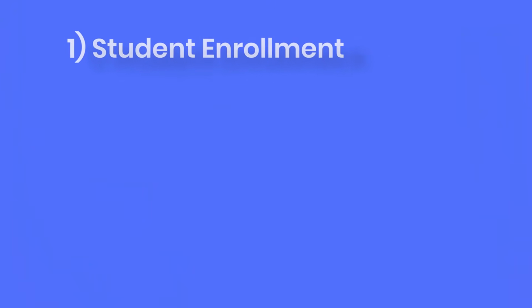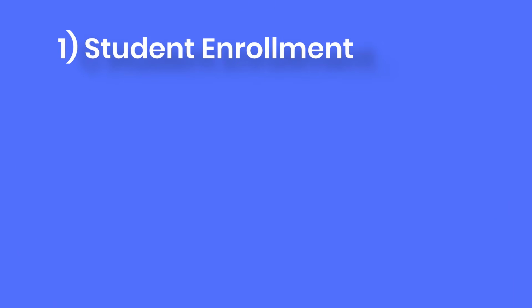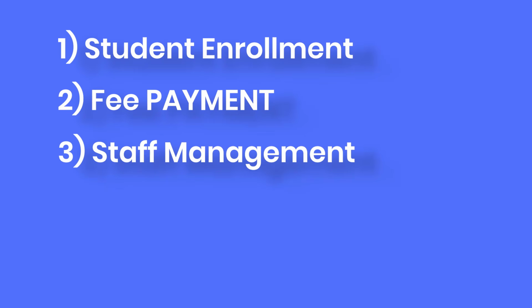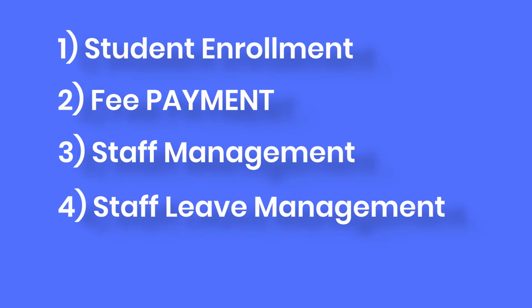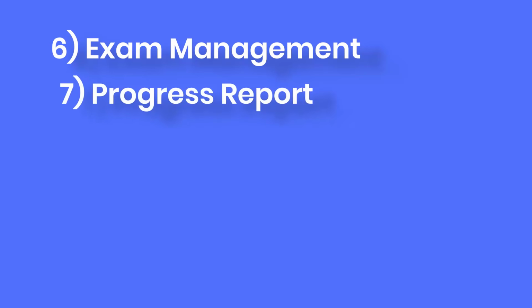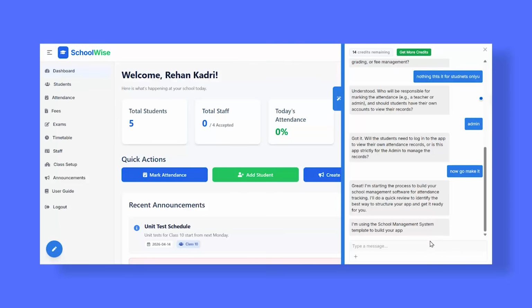I'm going to show you how you can actually create a free software for managing your schools with Fuzen's AI. And with this software, you'll be able to do basic things like student enrollment, you'll be able to manage their fee payment records, you'll be able to manage your staff, you'll be able to manage their leaves, keep track of student attendance, you can manage exams and progress reports. All those things can be done for completely free using Fuzen's AI. And I'm going to show that to you in today's video. It's going to be very useful, so watch it till the end.